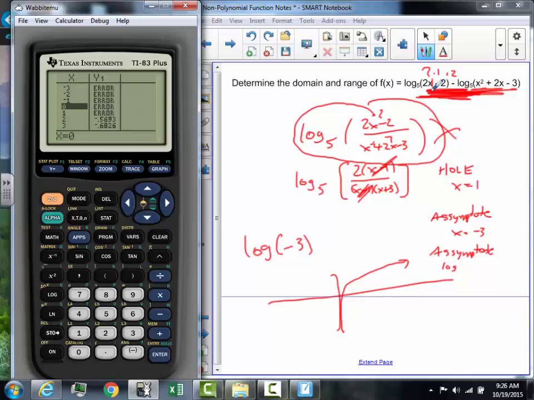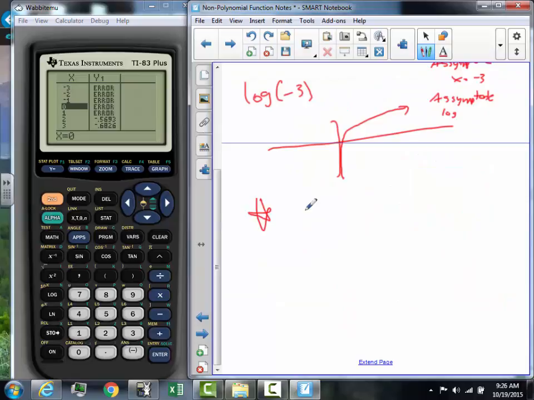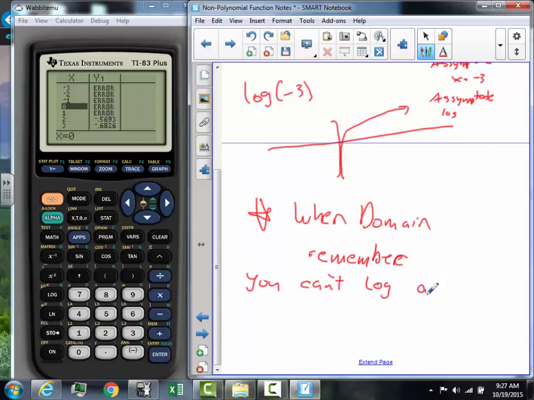So one of the things that restricts domain and range, I think the point behind this question, I want to put a big star here: when doing domain, remember, you can't log a negative number. And that's what starts making your graph all of a sudden stop.